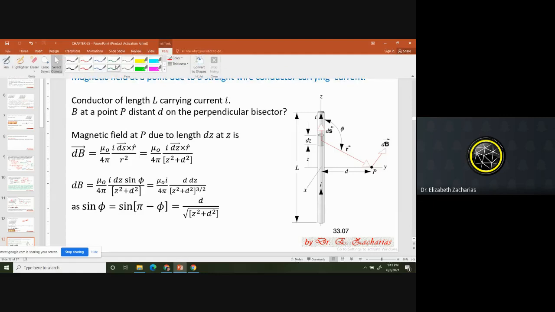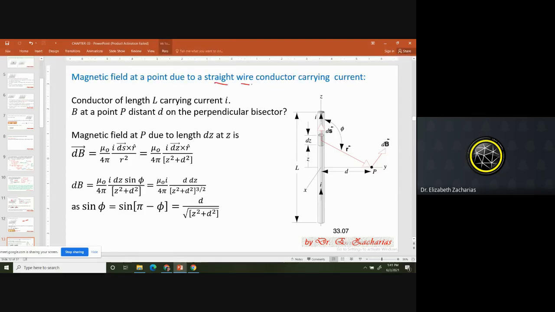So the first thing is going to be the magnetic field due to a straight wire conductor carrying a current. Here is your straight wire carrying the current. Let L be the length of this wire, and the wire is lying along the z-axis, between minus L by 2 and plus L by 2. So the center of this wire is at the origin. This is your XY coordinate system. This is the X axis, this is your Y axis, and this is your Z axis.